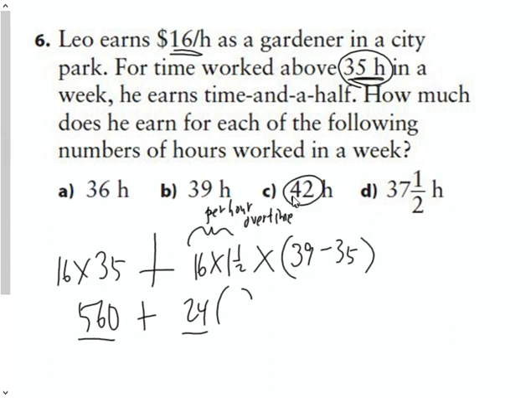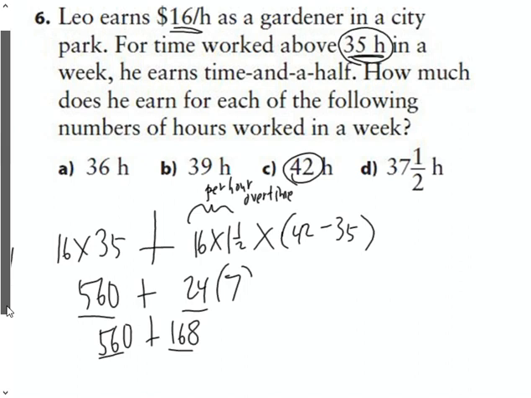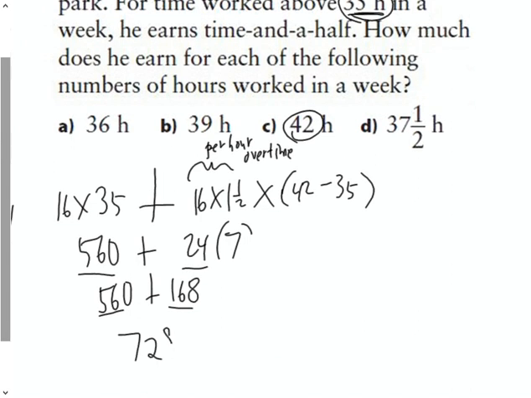In C, if he works 42 hours, I'm going to change the 39 to 42. That means he worked 7 hours of overtime. $560 plus 140 and 28 is 168. That's his overtime. For the 7 hours of overtime, he gets paid 168 bucks plus the 560 for regular. That will be $728 is his take-home pay.